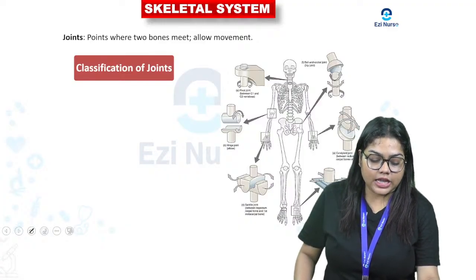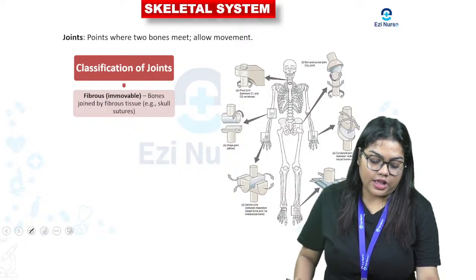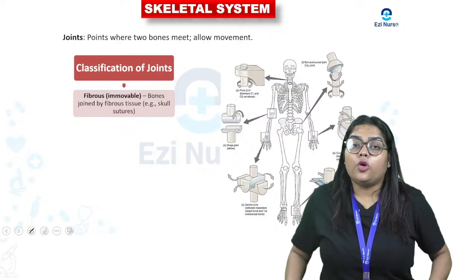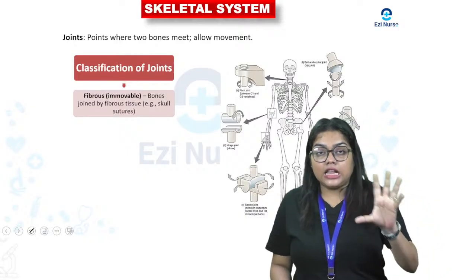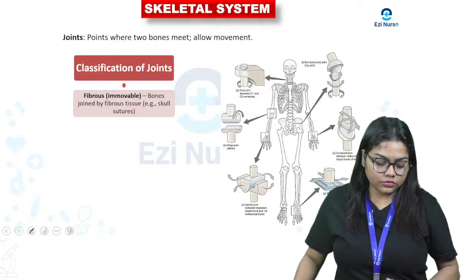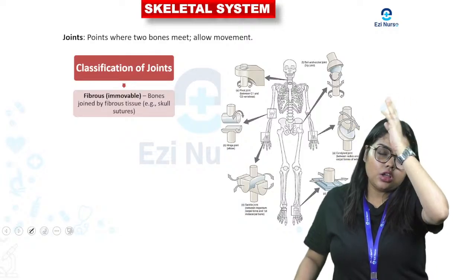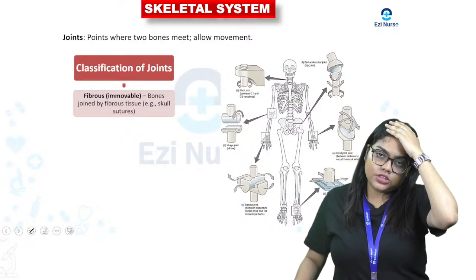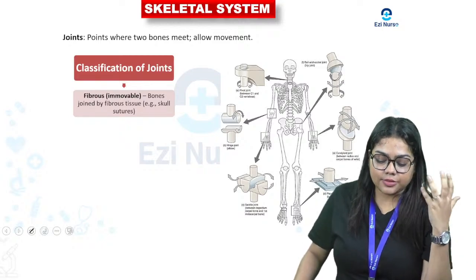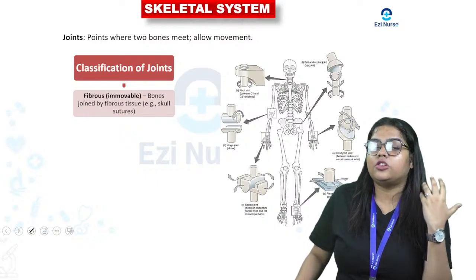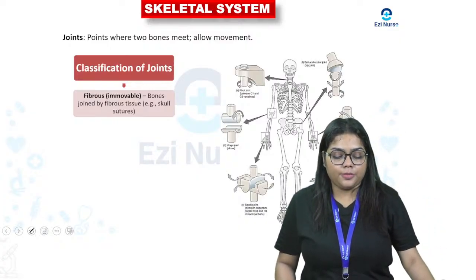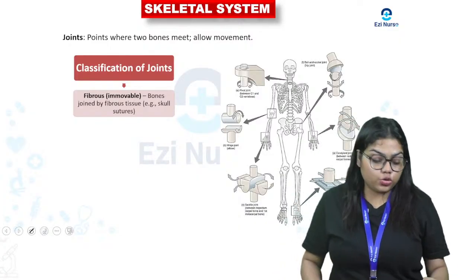There are different types of joints. Let's discuss them. First we have the fibrous joint, which is an immovable joint. You can't move these joints. In the skull especially we can see this kind of joint, in between the two temporal bones, where the sagittal joint is. These bones will not be able to move. They are immovable joints. Bones are joined by fibrous tissue, for example skull sutures.